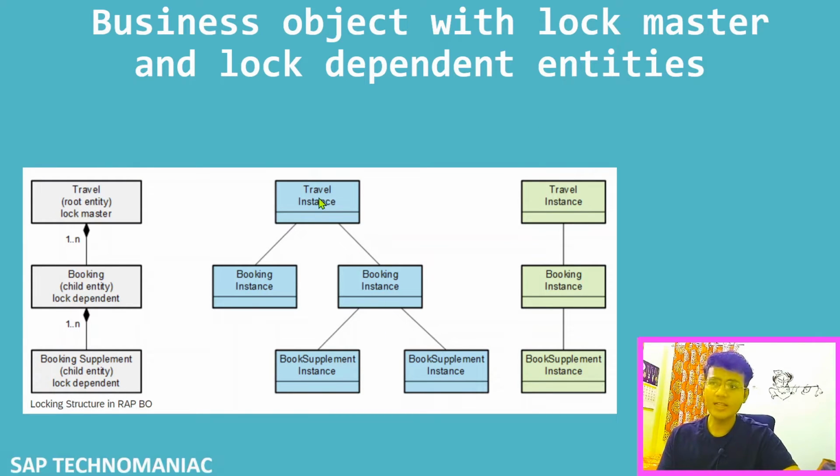Suppose not only that you are editing travel, suppose you are editing the booking instance. In this case, when you are editing this booking instance and you have defined lock dependent by underscore travel, your master travel entity, in that case also that entire business object, that particular instance 5002, will be locked. For example, 5002 travel, and for example there are two booking instances, both booking instances, and whatever booking supplements are there for those booking instances, everything will be locked. You will not be able to change those also. So that's very important. The entire business object will be locked.